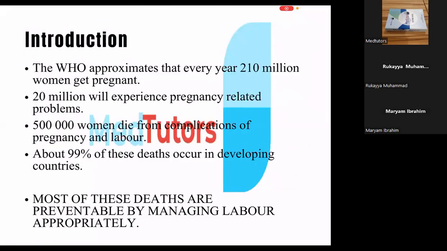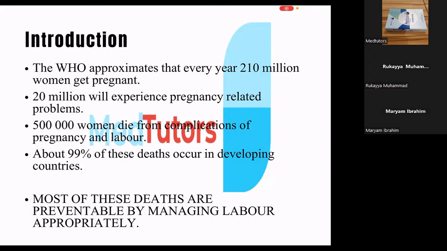So basically, the WHO approximates that almost every year, about 210 million women get pregnant. And out of this 210 million, about 20 million of them will experience pregnancy-related problems, which is a very huge number. And then out of all these numbers, about 500,000 of these women die from complications of pregnancy and labor. And then the main problem here is about 99% of these deaths occur in developing countries. And Nigeria is a developing country.